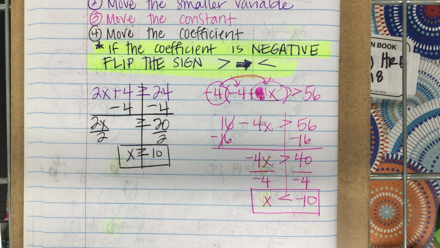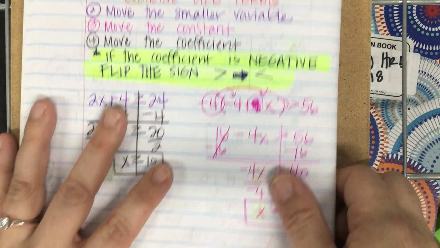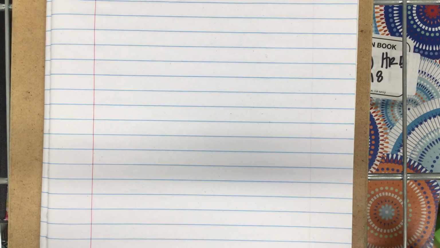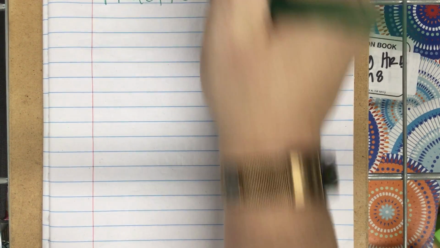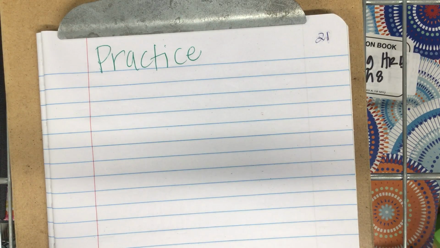Okay, let's do a couple more, just to get a few more under our belt. Let's go to the other side. Let's do two big ones over here. Big ones? Yeah, big boys. You'll survive.